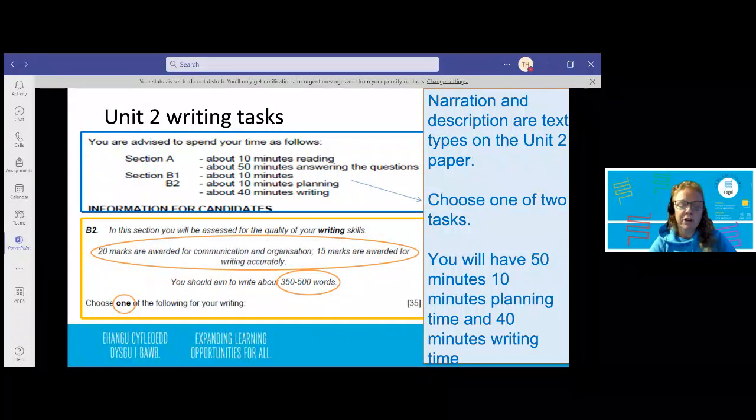You're aiming for about 350 to 500 words, so you're trying to make sure that you get to that level. And it's always a good idea to know how many sides of paper you take to write that many words. I mean, for me, it takes about 2.5 to 3 sides to write that many words. But you might have smaller handwriting than me or bigger handwriting than me. So you've got to know where your sort of level is.